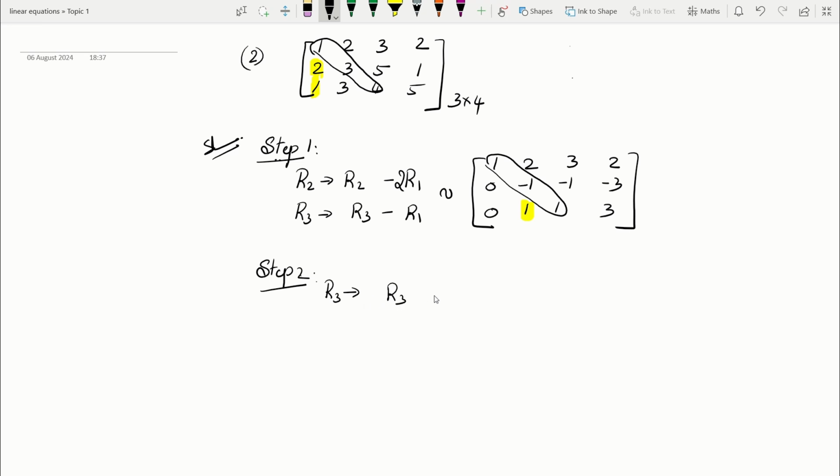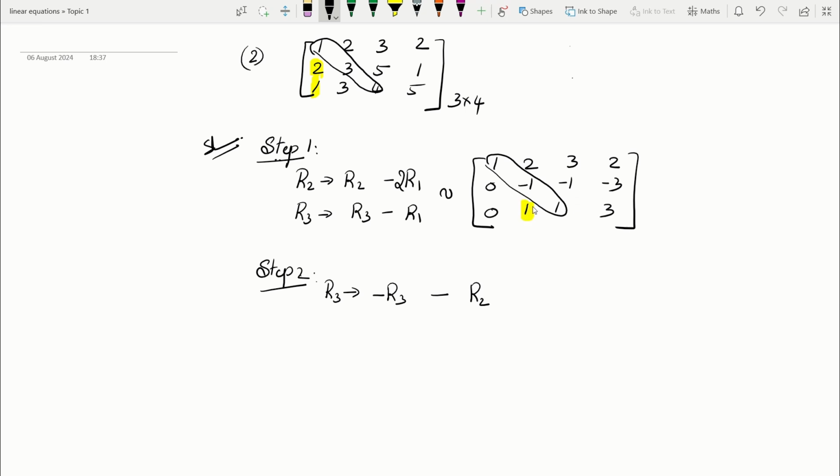Diagonal elements are here, and what is my target in step 2? I have to make this place 0, correct? So for that, see here, step 2. In step 2, you have to take the help from R2 only. Change where we are expecting, in R3. Change right here. R3 implies R3 minus R2. This is common only. Okay?